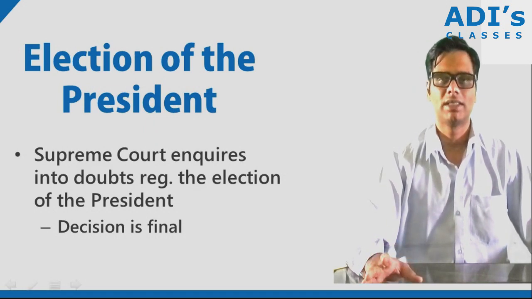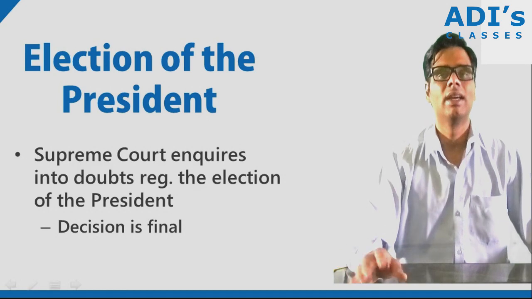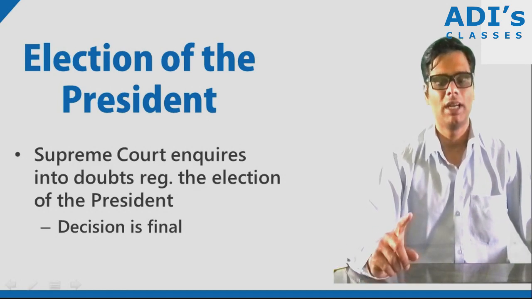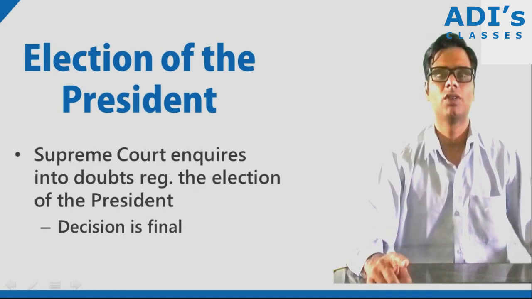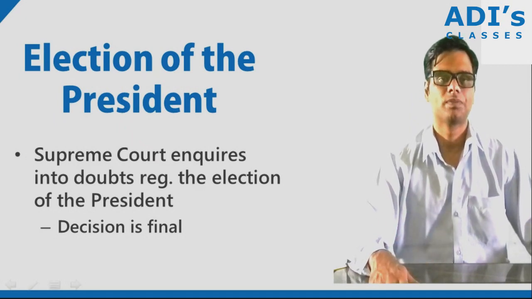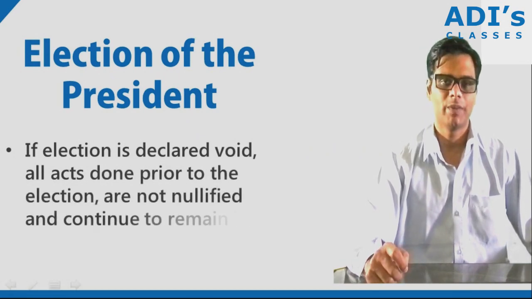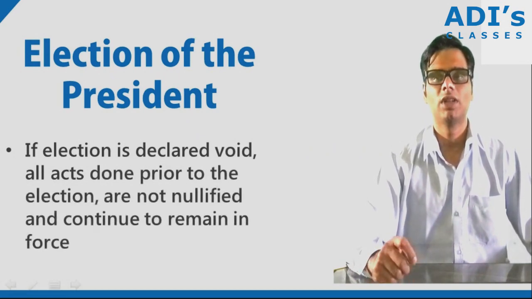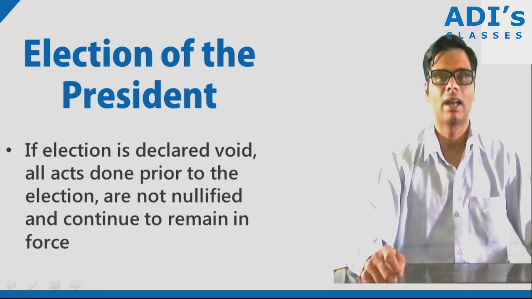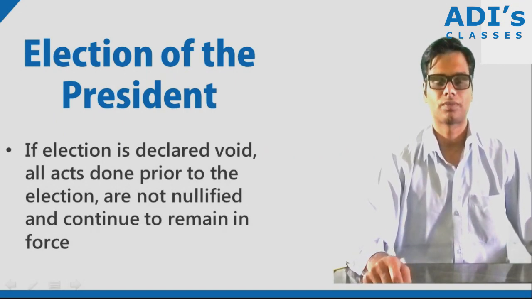I repeat, if there is any doubt regarding the election of the president, be it procedure or be it counting or anything, the Supreme Court inquires into it and it passes a judgment, and the decision of the Supreme Court is final and there is no appeals available. So in case the election of a president is declared void, then his acts prior to the election being declared void are not nullified and continue to remain in force.